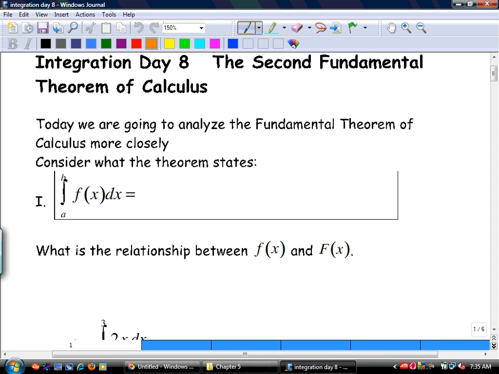Fundamental theorem of calculus part 1 says if little f of x has an antiderivative, it's big F of x. And what we did yesterday was to recognize that, hey, that's a really cool way of doing the area. So the area between A and B is given by the formula big F of B minus big F of A.